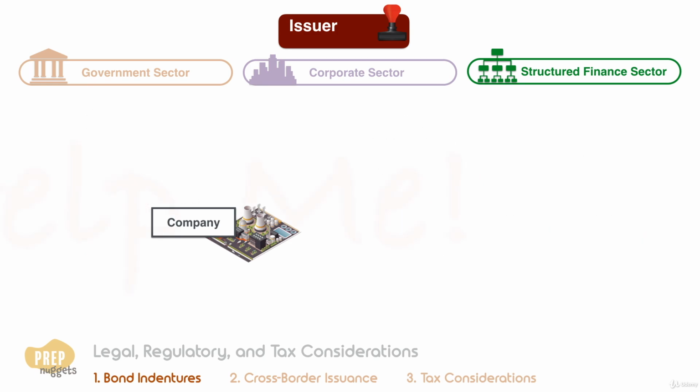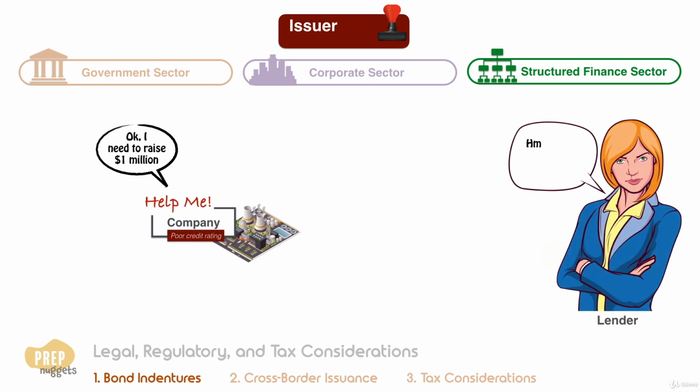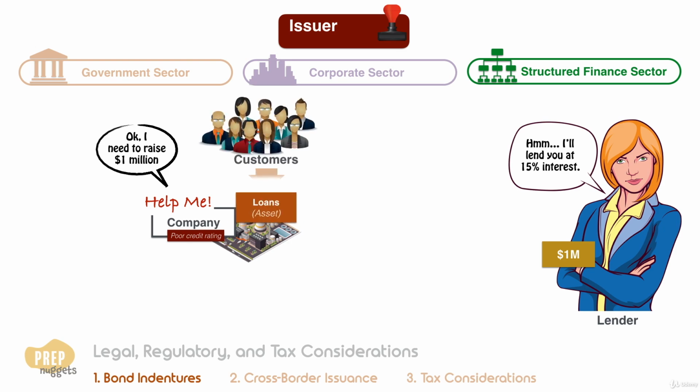For example, company HelpMe has a poor credit rating and needs to raise $1 million. Investors are only willing to lend if the interest rate is 15%. Now, HelpMe has a pool of loans it has made to its customers. These are good quality loans in which the cash flows are sustainable.